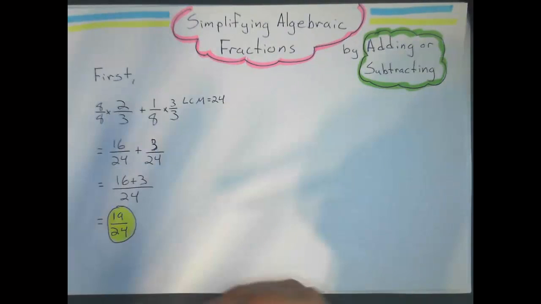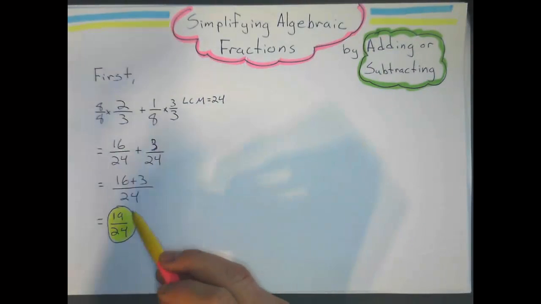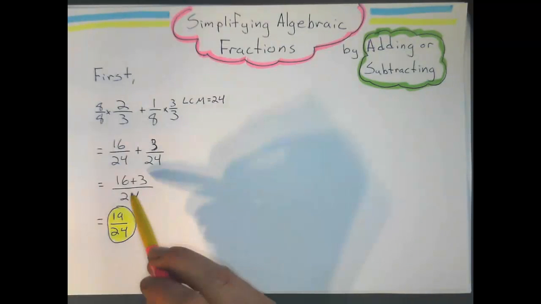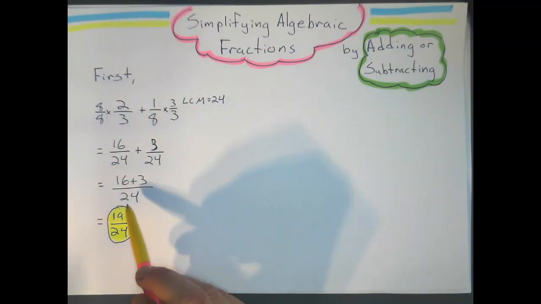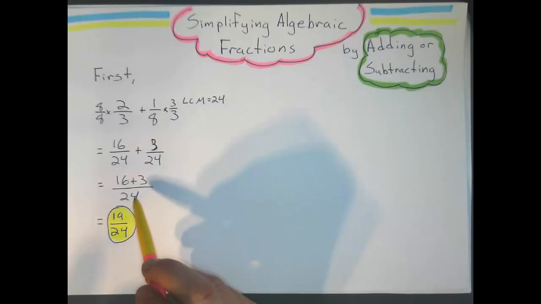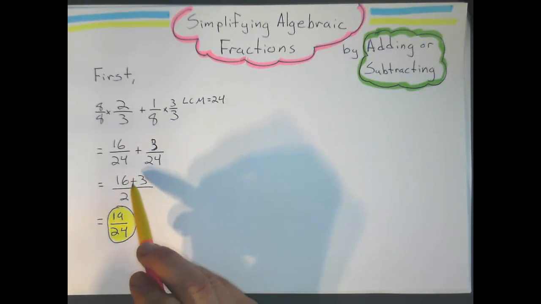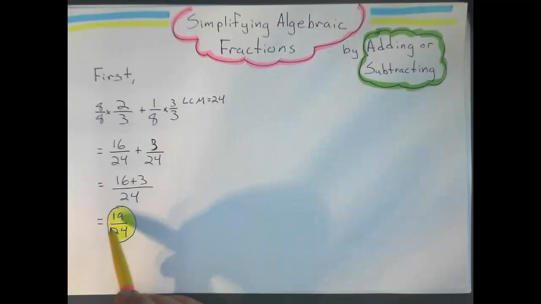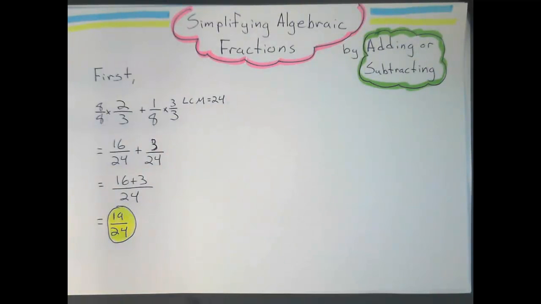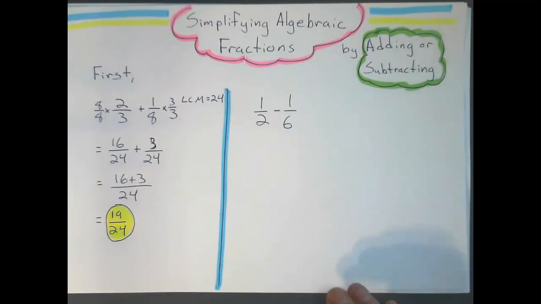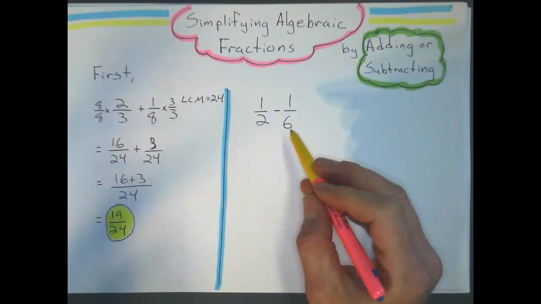Now, there's no algebra there, but we just need to remember one thing: I cannot add or subtract fractions until they have a common denominator. And when they do have a common denominator, I just add the numerator part. In this case I get 19/24. Let's try another non-algebra one: 1/2 minus 1/6.